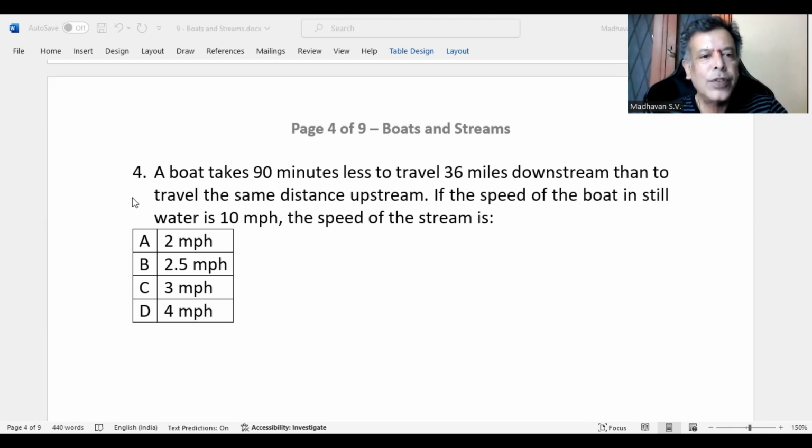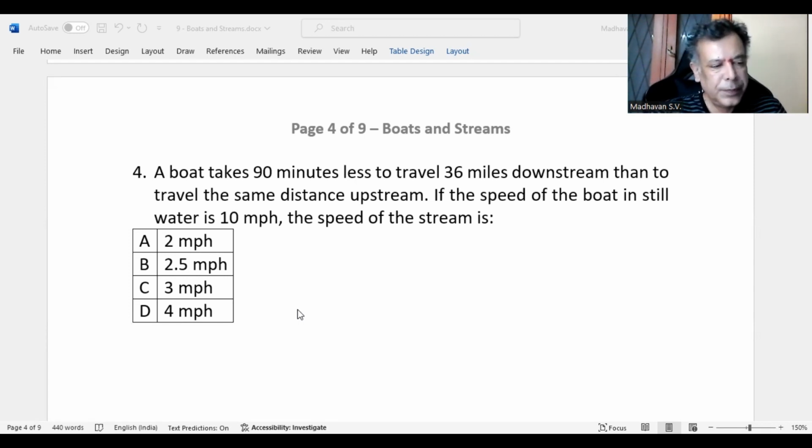And in that fourth question, a boat takes 90 minutes less to travel 36 miles downstream than to travel the same distance upstream. If the speed of the boat in still water is 10 miles per hour, the speed of the stream is what? So four options are given. We need to choose which one is correct.